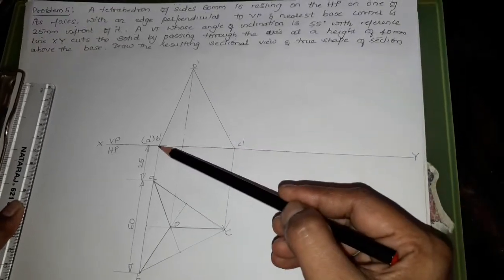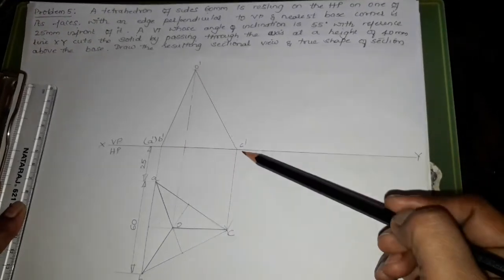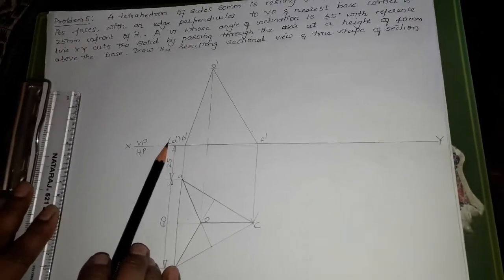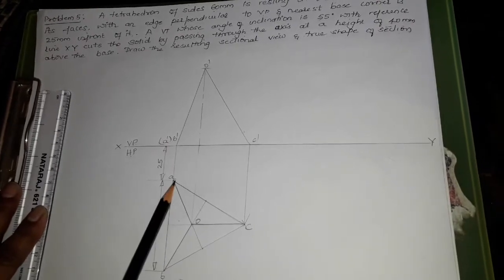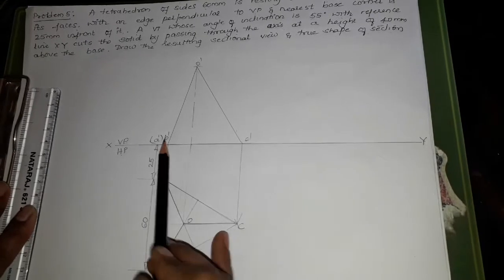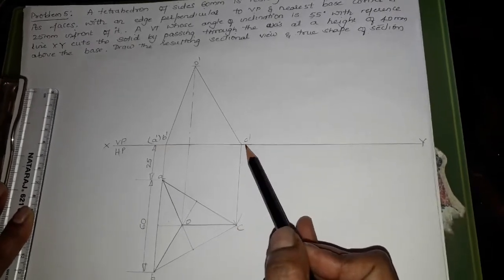Then join A, O and C, O. Now we'll name the vertices in the front view. So this is A dash, B dash. A dash is nearer to the XY line, so therefore it is in bracket. B dash and this is C dash. Now let me move to the second statement of the problem.